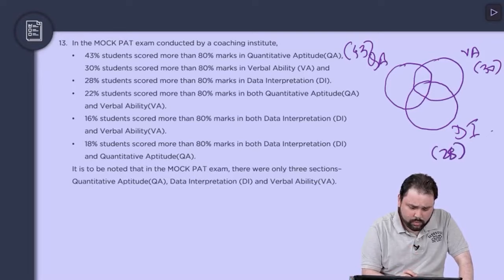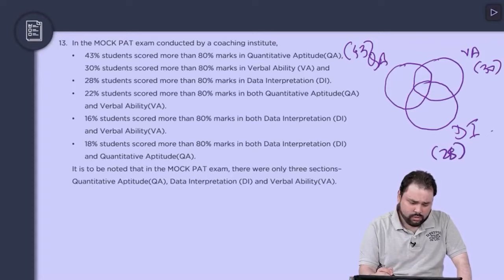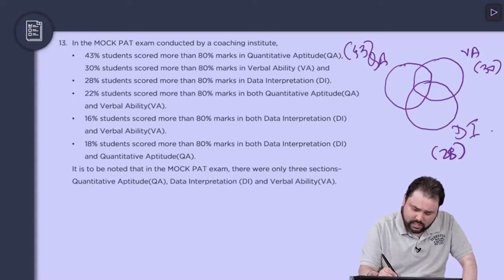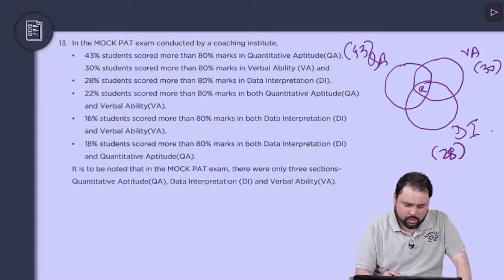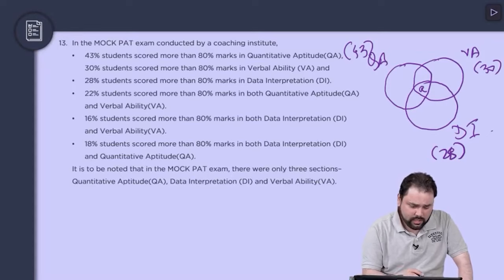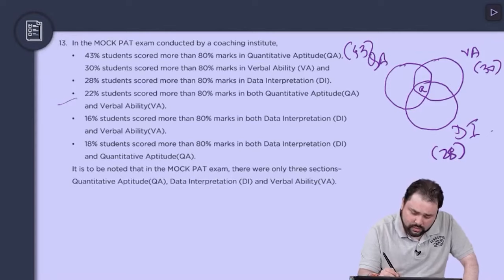22% students scored more than 80% in both quant and verbal. Now there are students in all three, so let's assume something. Let's say scoring more than 80% in all 3 is A. Now they are saying 22% scored more than 80% in quant and verbal. Quant and verbal is 22, so 22 minus A.